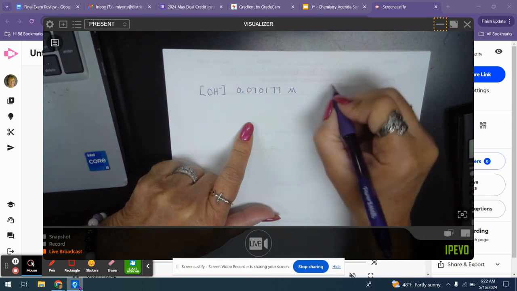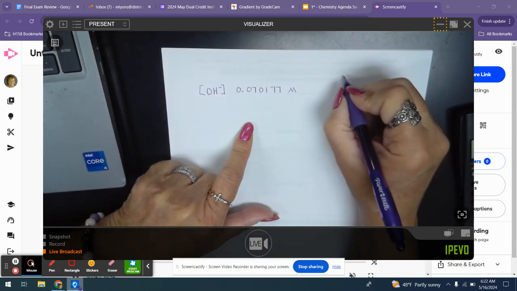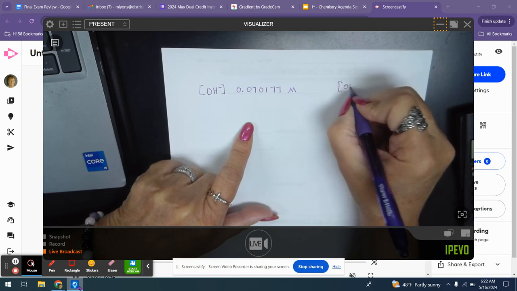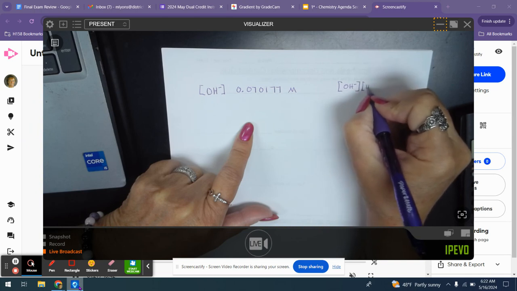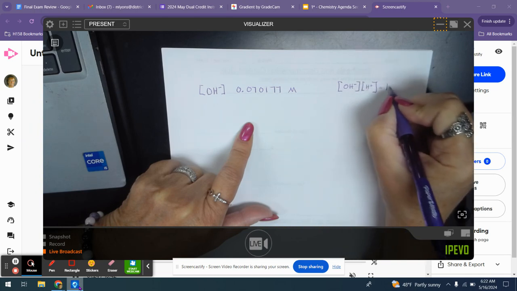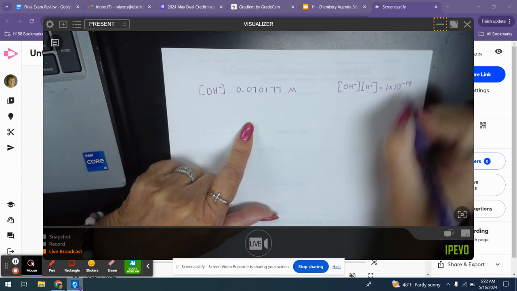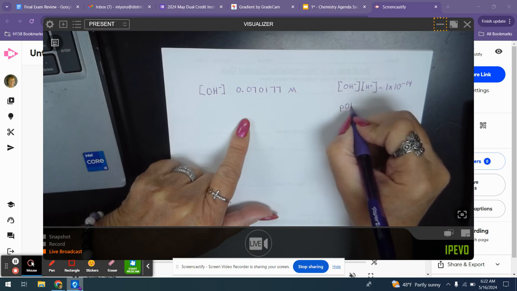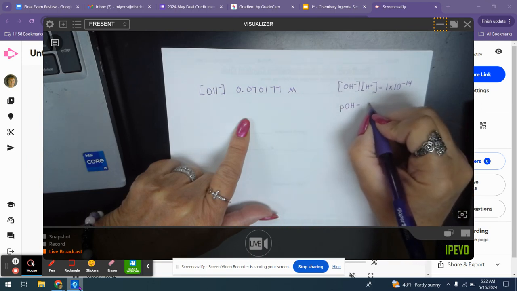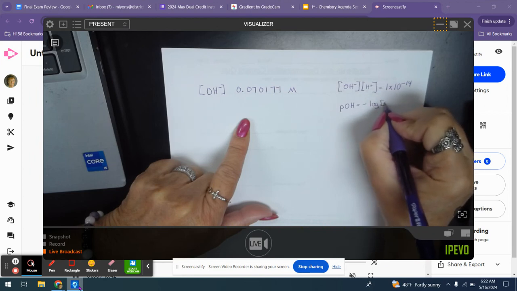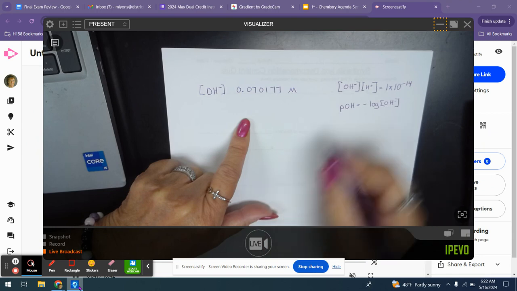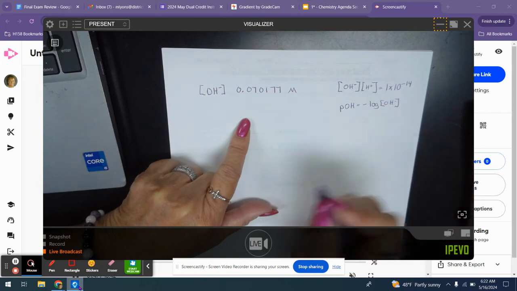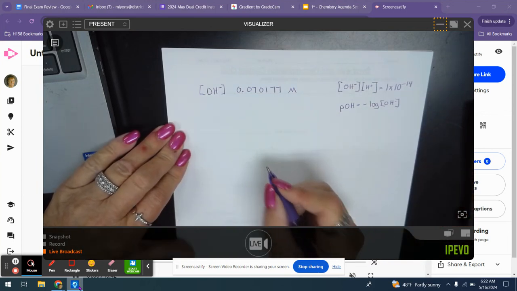There's a couple of things you can do with hydroxide ion concentration. We know that hydroxide ion concentration times hydrogen ion concentration is equal to 1 times 10 to the negative 14th. We also know that pOH is equal to the negative log of the hydroxide ion concentration. So there are two ways that we can use the hydroxide ion concentration. I'm going to do both just to show you that there are multiple paths to the correct answer.